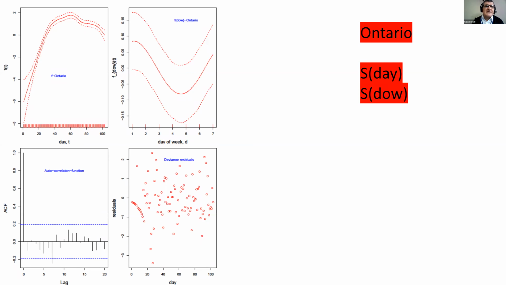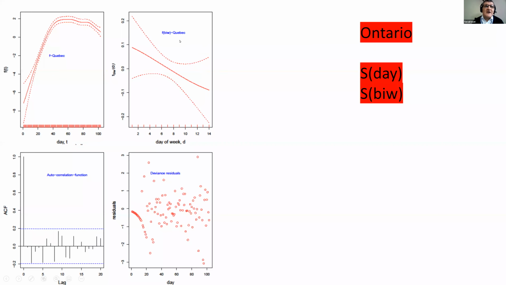So if you compare, this is day of week on the top right, and this is by week on the top right, different. But for the F, almost the same. But in this case, we don't have any significant lag on the autocorrelation function.